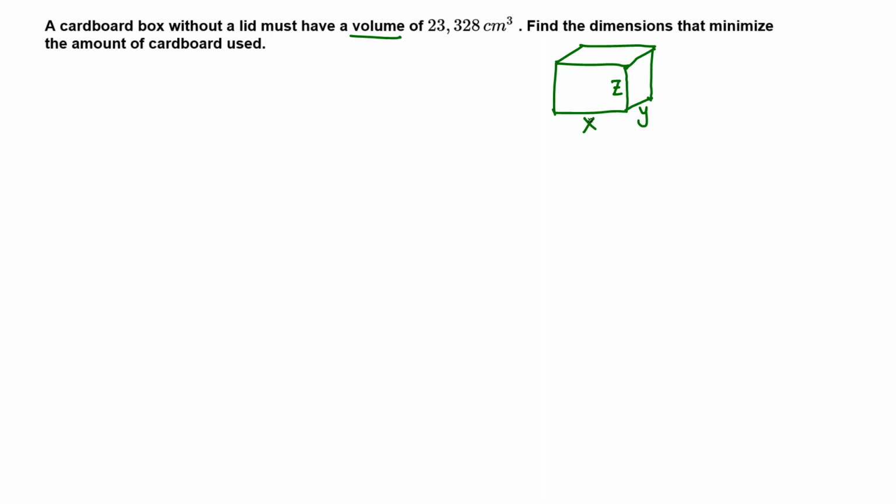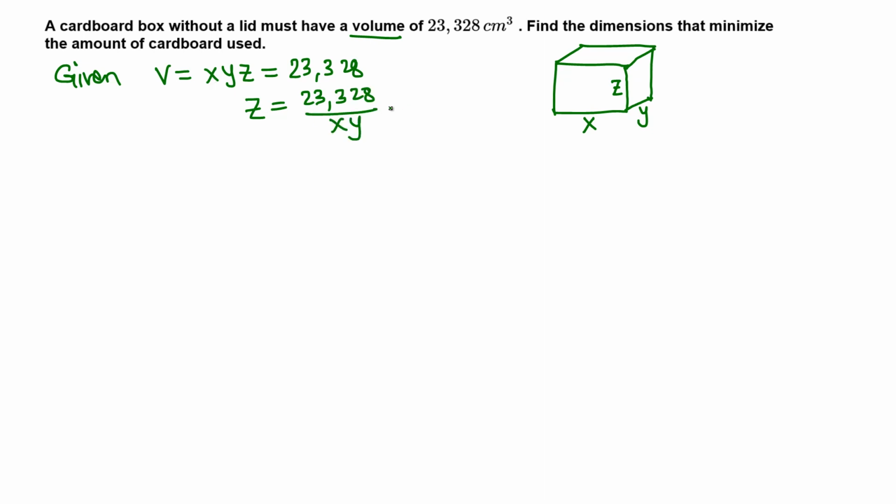So the volume is given. Let's say the dimensions are x, length, y, width, and z, height. So the volume V, which is x times y times z, is equal to 23,328. So xyz equals this. Let's solve this in terms of z. So z equals 23,328 over xy. Okay, so this is our constraint equation.